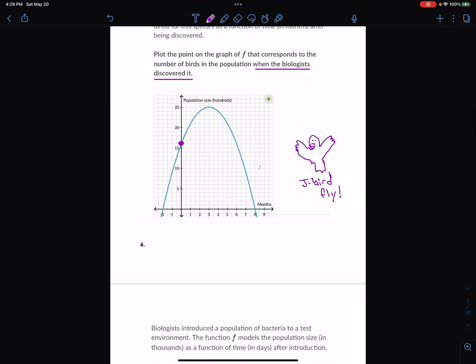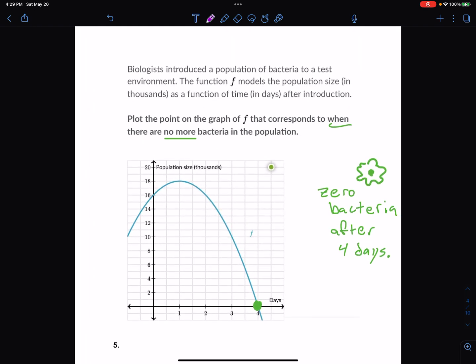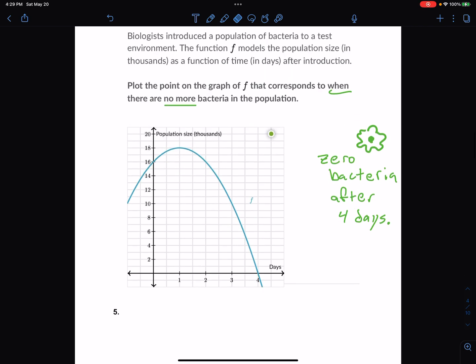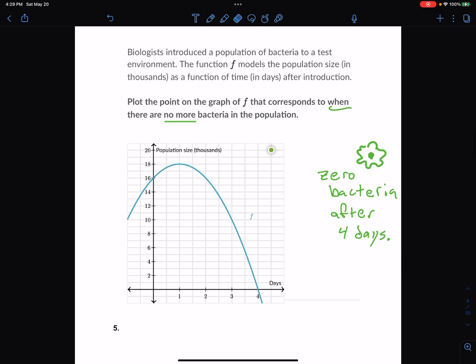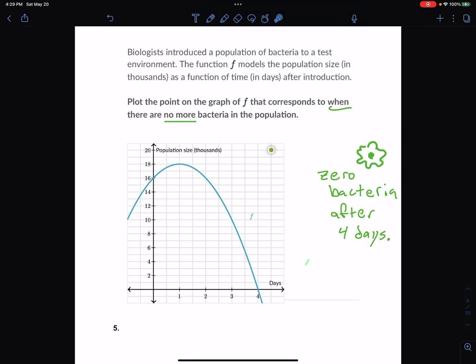Okay, I'm going to just do these 3 here. Biologists introduced a population of bacteria to a test environment. The function f models the bacteria size in thousands as a function of time in days after introduction. So plot the point on the graph that corresponds to when there are no more bacteria in the population. So here, over here's where we started. Here's bacteria. Looks like the same graph. Look, it starts at 16 right here. At 0 days, there was 16.